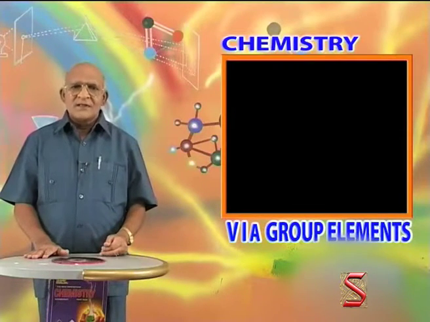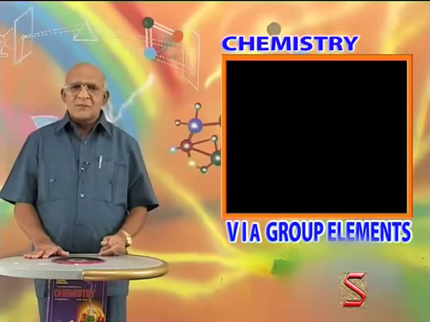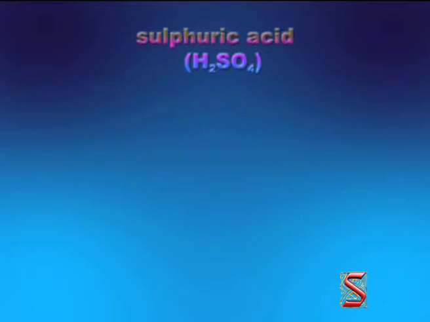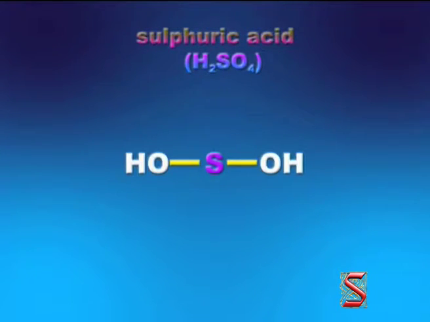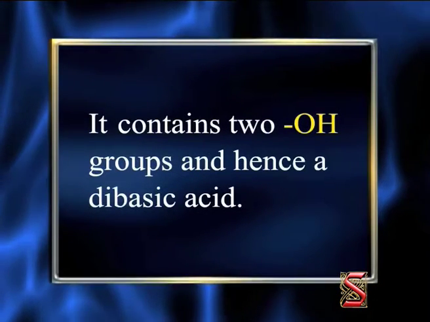Now we shall take up sulphuric acid series. The example is sulphuric acid itself, H2SO4. The oxidation state of sulphur is +6. You can notice the structure given here. Sulphur atom is linked to 2 OH groups and also 2 oxygen atoms by a double bond. The oxidation state of sulphur is +6. Now it contains 2 OH groups and hence is a dibasic acid.